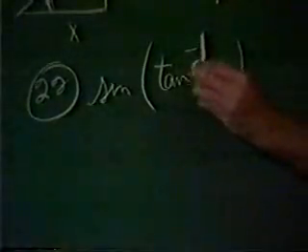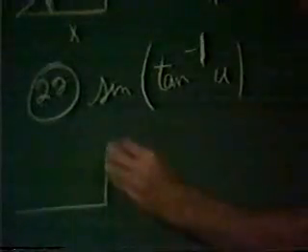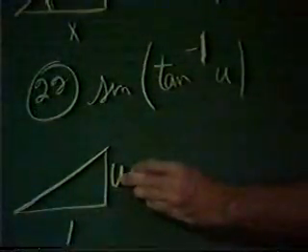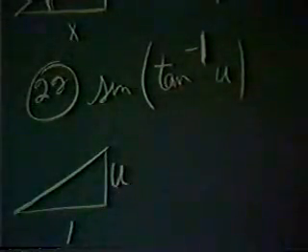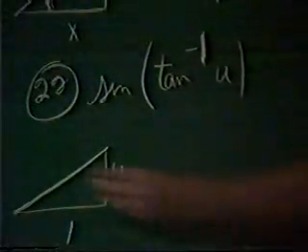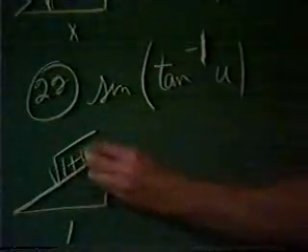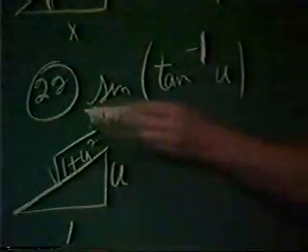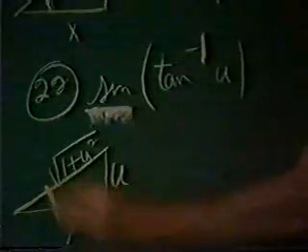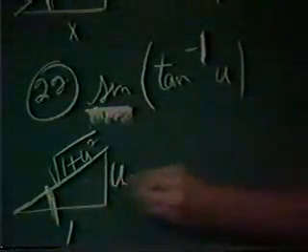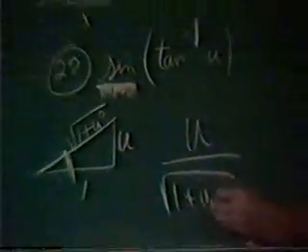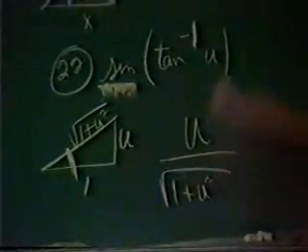What angle is the tangent u? So I'll draw my angle. Tangent is the side opposite over the side adjacent, so it'd be u over 1. So that makes this the square root of 1 plus u squared. Now I want the sine of that angle. What is the sine of this angle? The sine is the side opposite over the hypotenuse. So there's the answer.